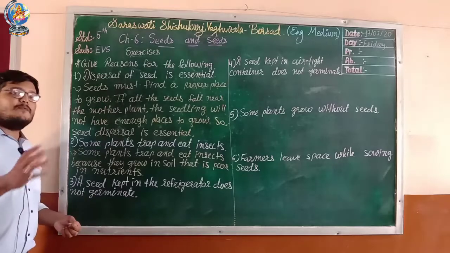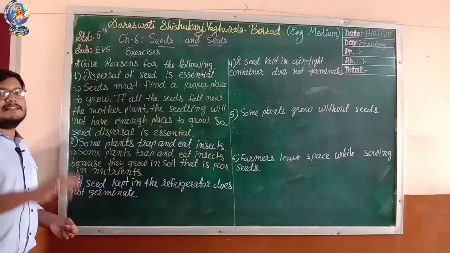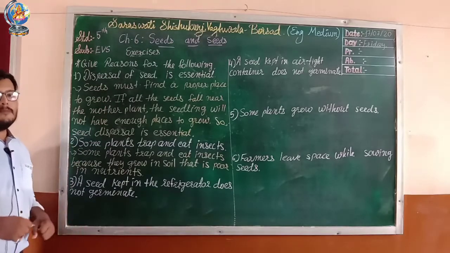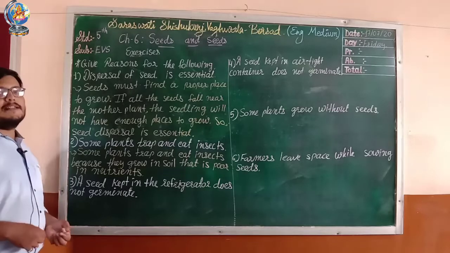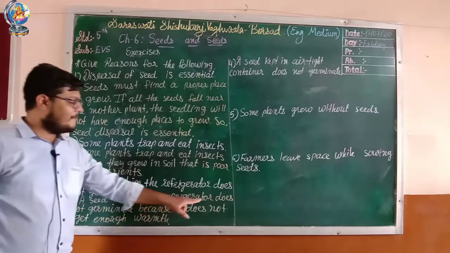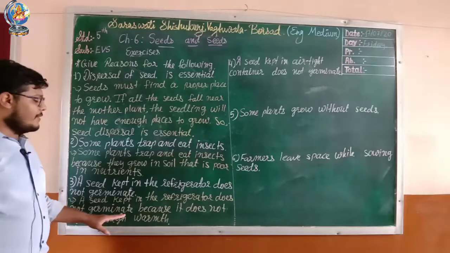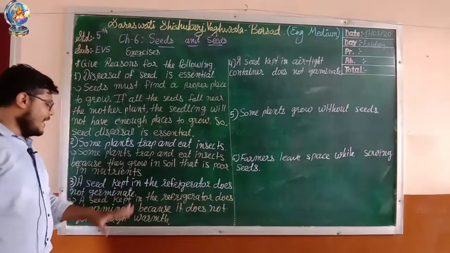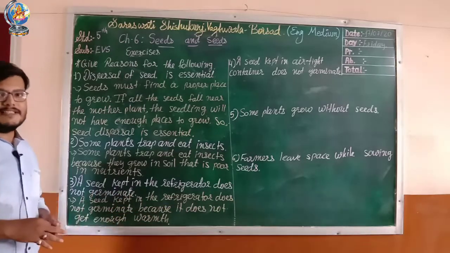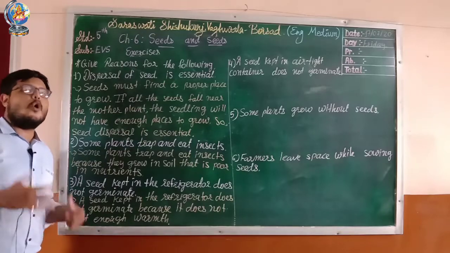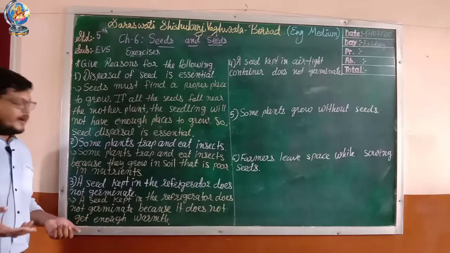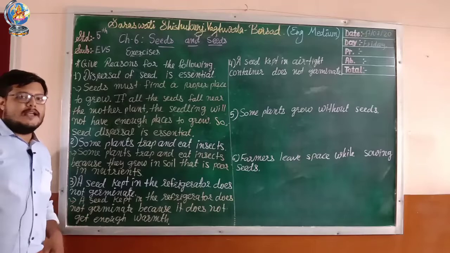Let's move to the third question, that is a seed kept in the refrigerator does not germinate. If you keep a seed inside the refrigerator, it will not germinate. So why is it so? Let's write the answer. A seed kept in a refrigerator does not germinate because it does not get enough warmth, because the temperature inside the refrigerator is so low, or we can say it is cold, so it will not get warm and it will not germinate.